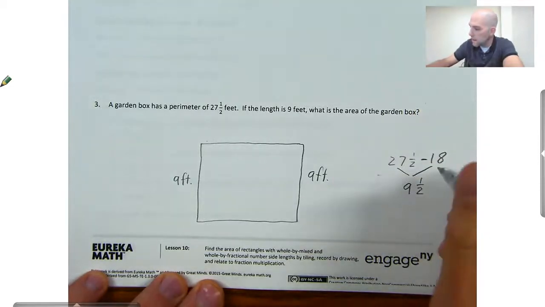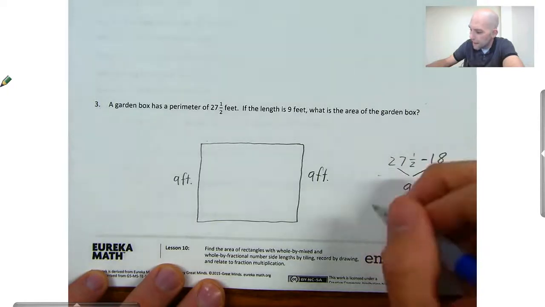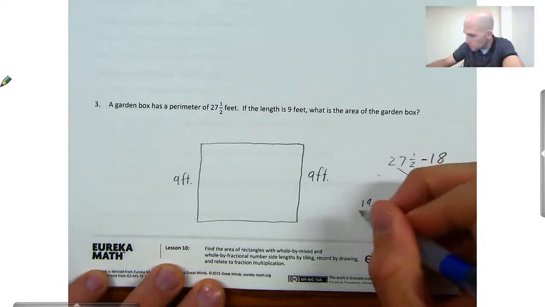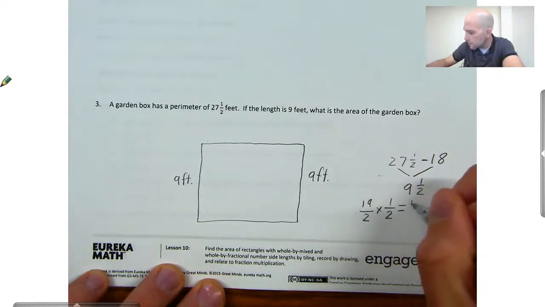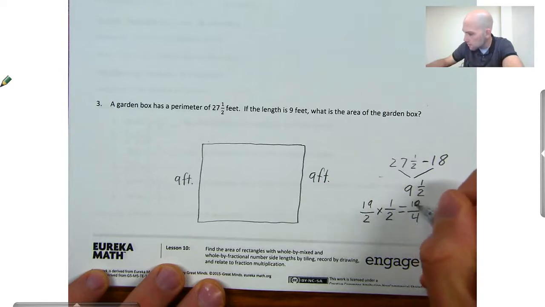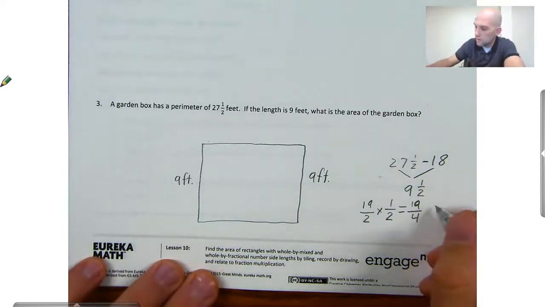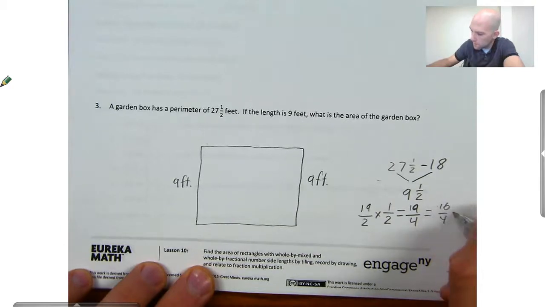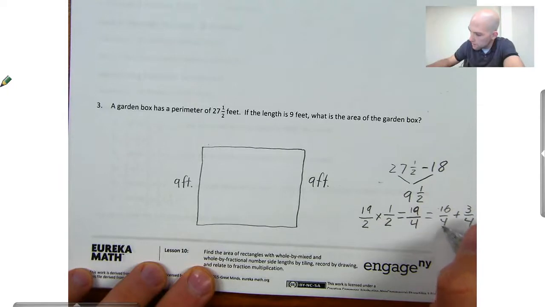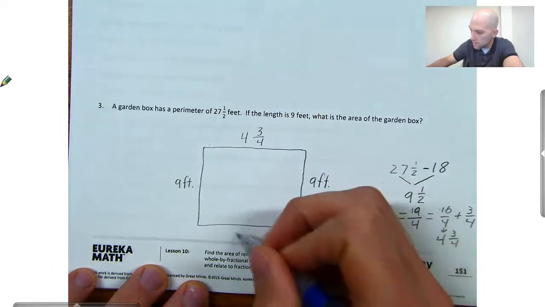And so if I want to cut that in half, I'm going to turn it into an improper fraction first. So I have 18 plus 1 more is 19 halves. And I'll multiply by 1/2. This will give me 19/4. Well, 16/4 would give me 4. So I can make that 16/4 plus 3/4. This is going to become 4 and 3/4. So this side's 4 3/4. And this side's 4 3/4.